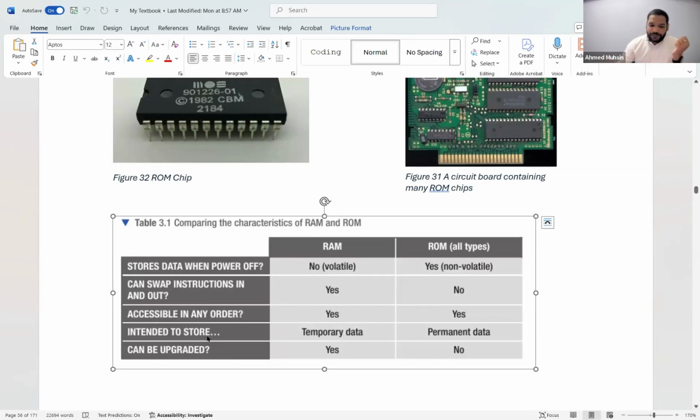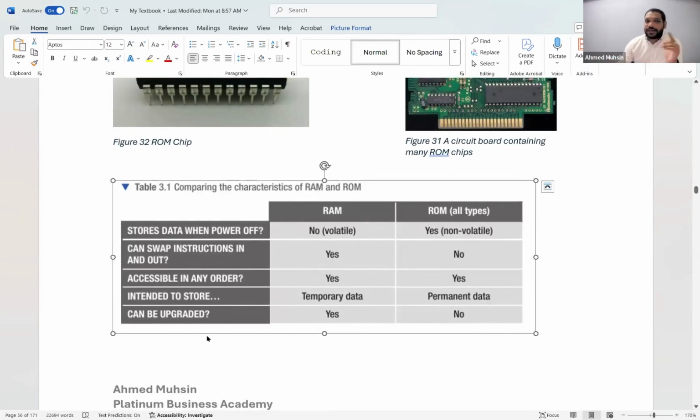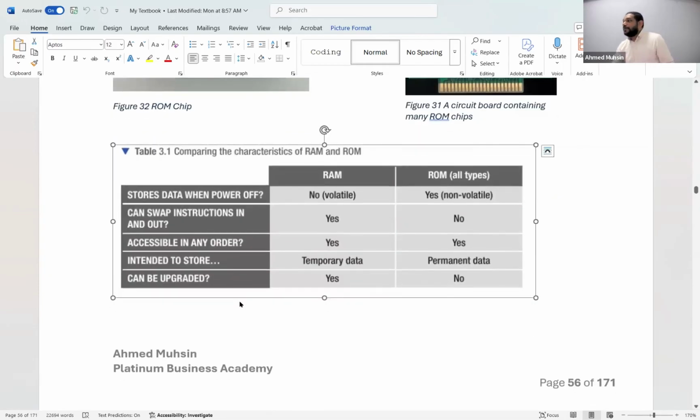Okay. The fourth one. Intended to store what? The RAM stores programs running in the background, which we call temporary data. Everybody okay with this? The ROM stores permanent data. What's that program? BIOS. This permanent data is BIOS. Are we good? Can you guys read the last one? Can be upgraded. RAM, you can upgrade. ROM, you cannot upgrade. Are we all good with this?